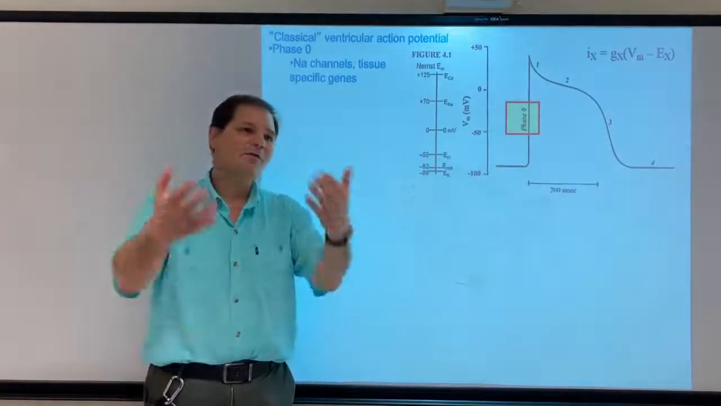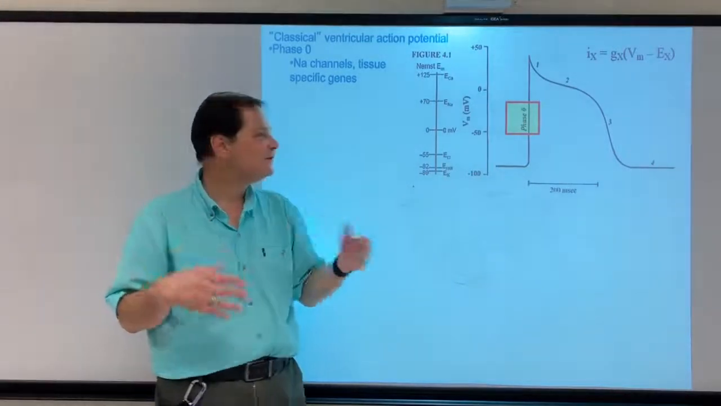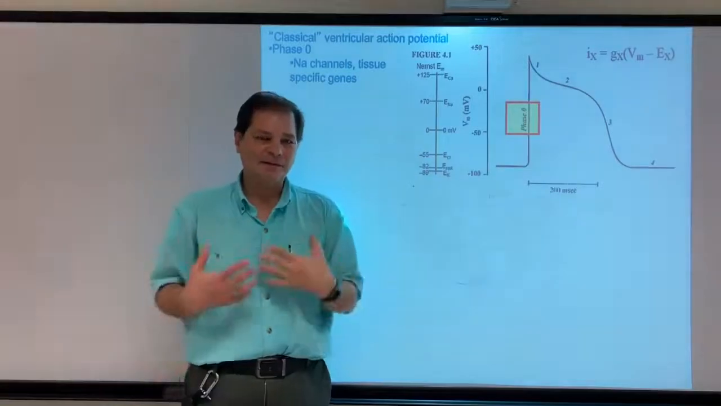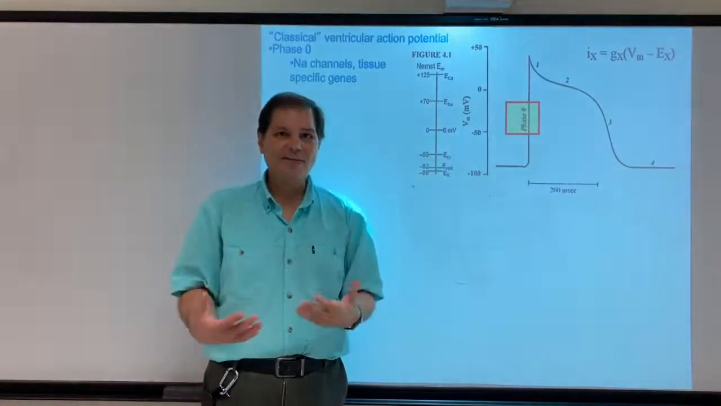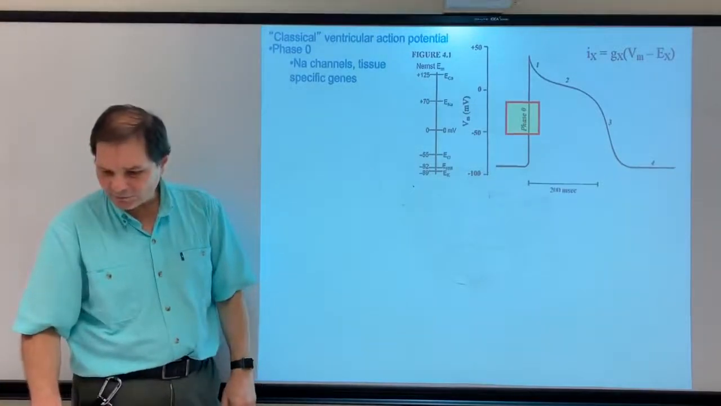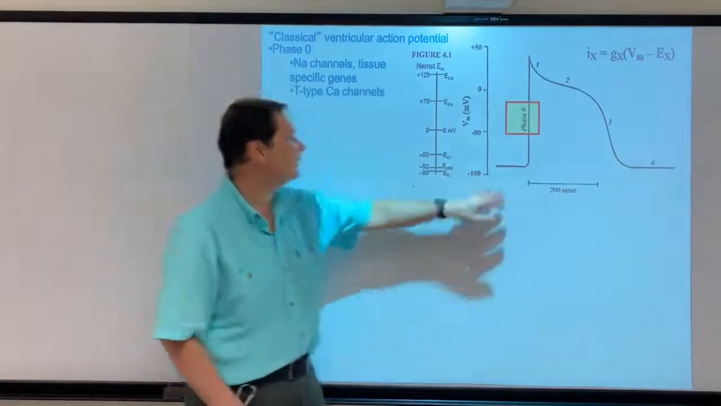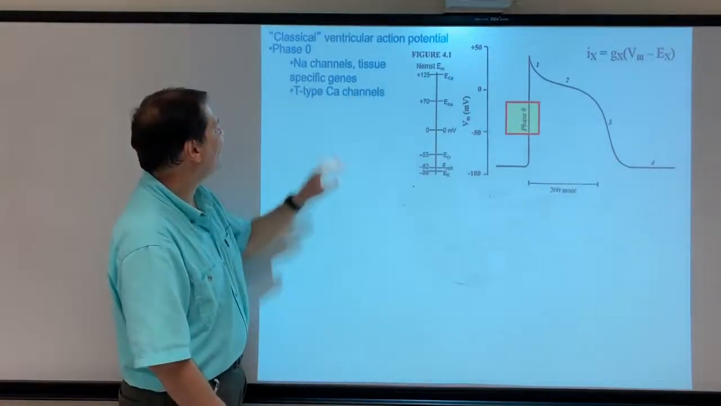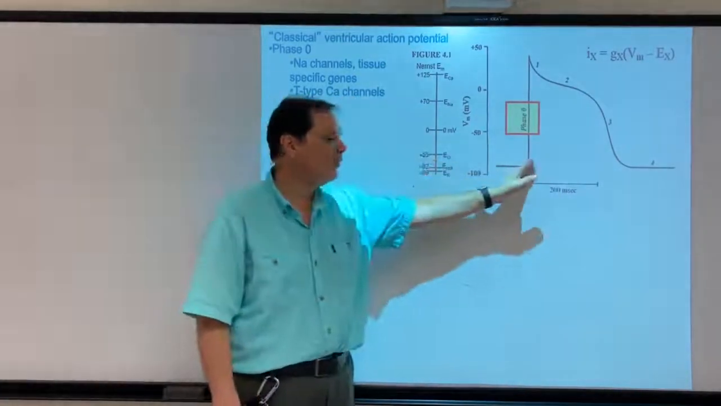And the more rapid the influx of positive charge, the more rapid the voltage will go up, because you are making the inside of your cell rapidly more positive. Okay? All right. So we have our sodium channels, and they are carrying this current, which is mediating this rapid upstroke. We also have T-type calcium channels, which are opening here.